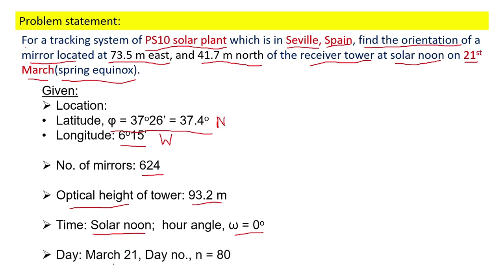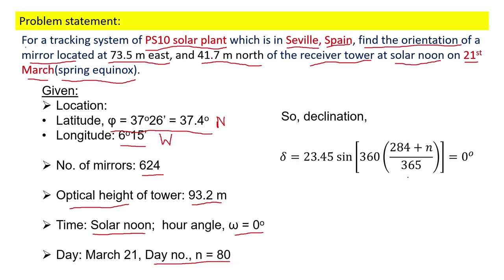Then the day is March 21, and for March 21, the day number is 80. It's the Julian day, that's 80, right? So the declination, we know that for equinox comes out to be 0 degree. This is the formula for declination, okay? 23.45 sine (360 (284 plus n) upon 365). Here n we have to put as 80, and we will get delta as 0 degree.